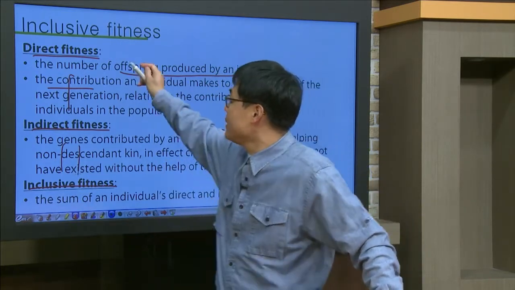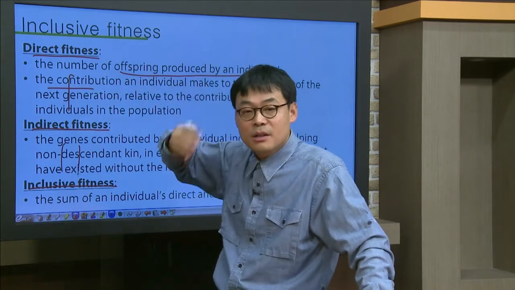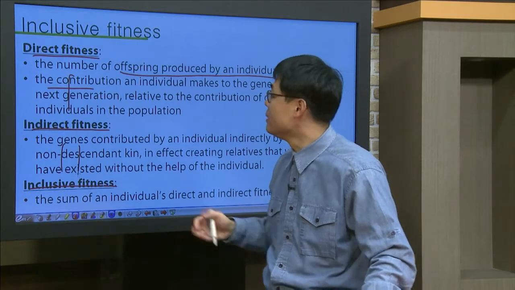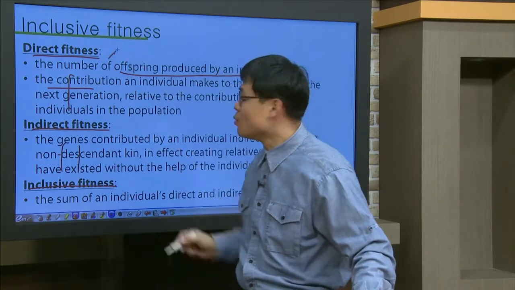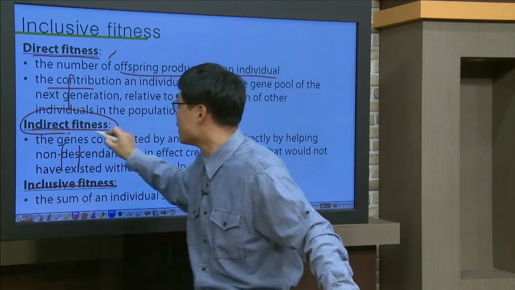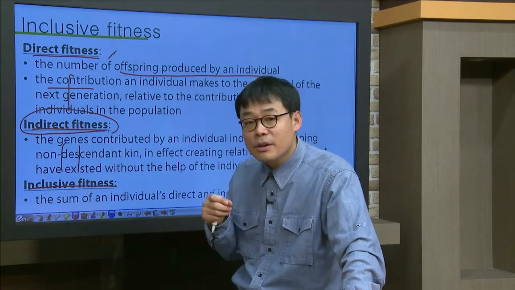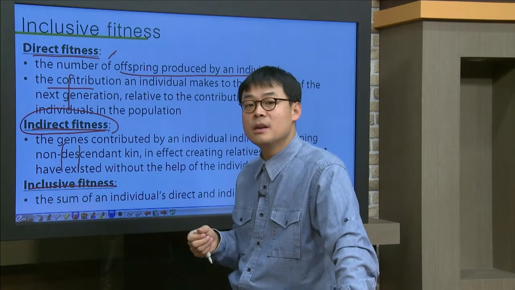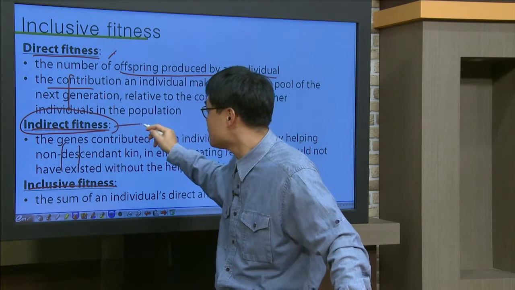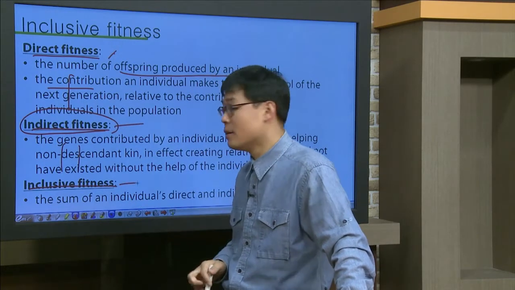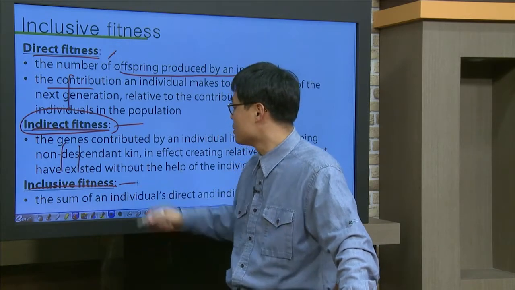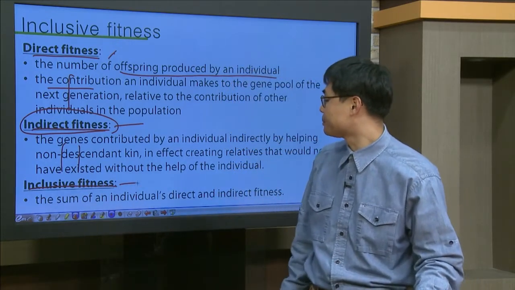So up until the previous week, we were just talking about the direct fitness. We just counted the number of offspring you produced in your life. That's what we talked about. Now we are adding another component to the fitness, which is the indirect fitness. And if you want to understand the social behaviors exhibited by many animals, and why such altruistic behavior might evolve, then you should know these two concepts, indirect fitness and inclusive fitness.